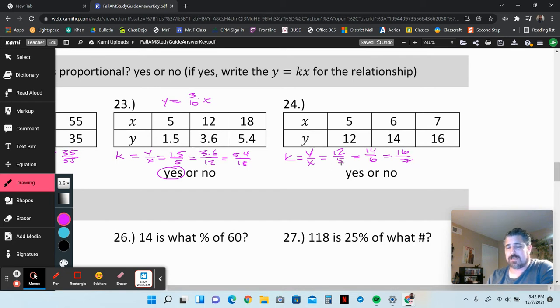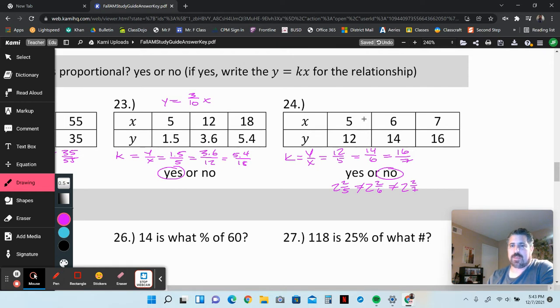So what we're noticing here is that 12 over 5 goes into 12 twice with 2 left over. So that's literally a value of 2 and 2/5, right? And 6 goes into 14 twice, which is 12 with 2 left over. But this time it's 2 and 2/6, right? And then over here, 7 goes into 16 twice, which is 14, with 2 left over, and then that's going to be 2/7, right? So 2/5 isn't the same as 2/6, isn't the same as 2/7. So none of these are the same. So this is definitely a no. The ratio of y over x is not always the same. So no equation for this one. It's not proportional.